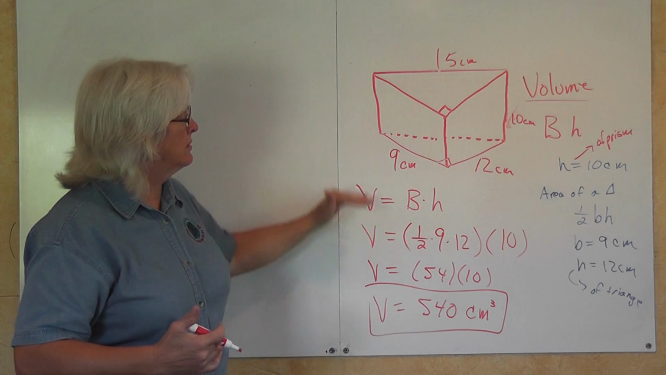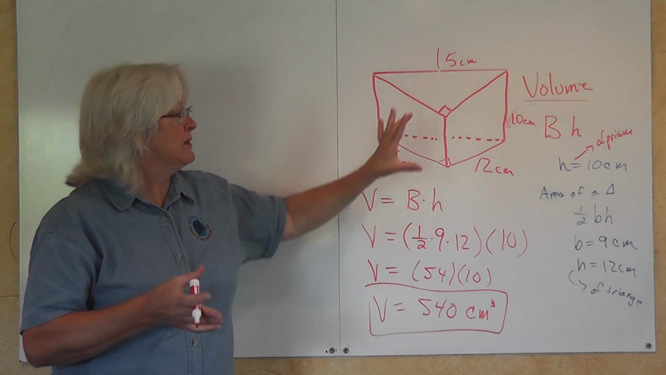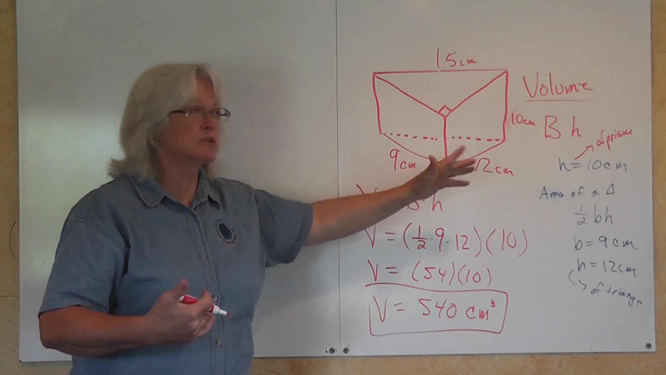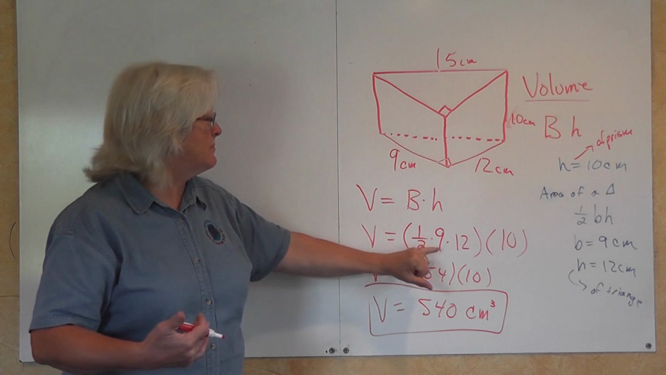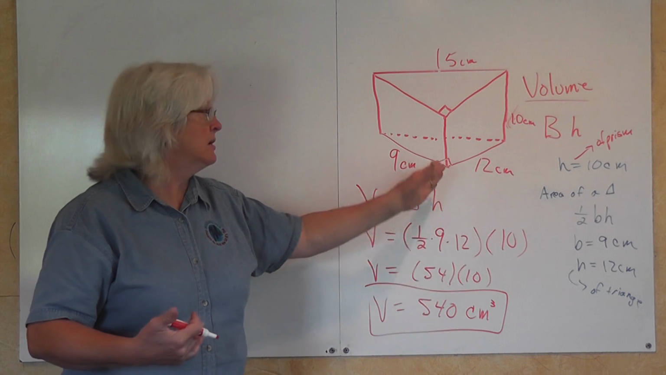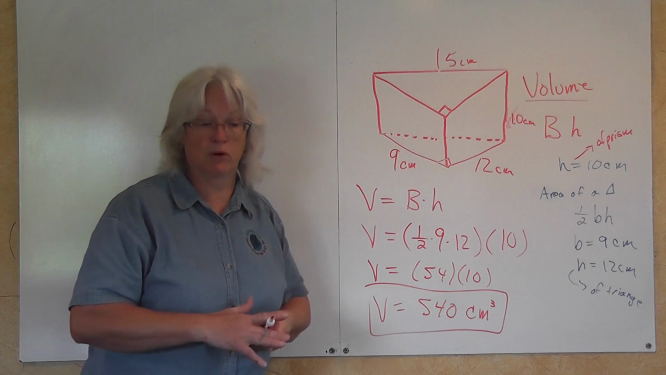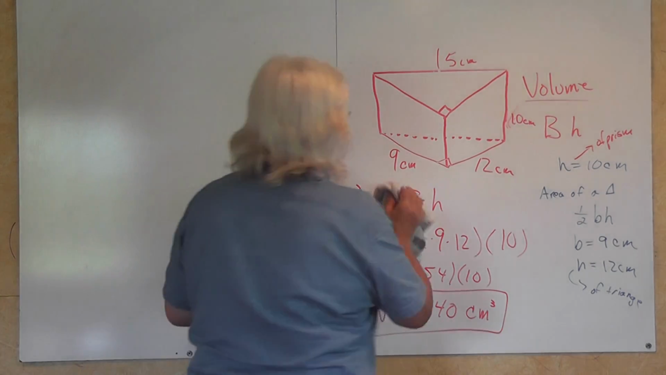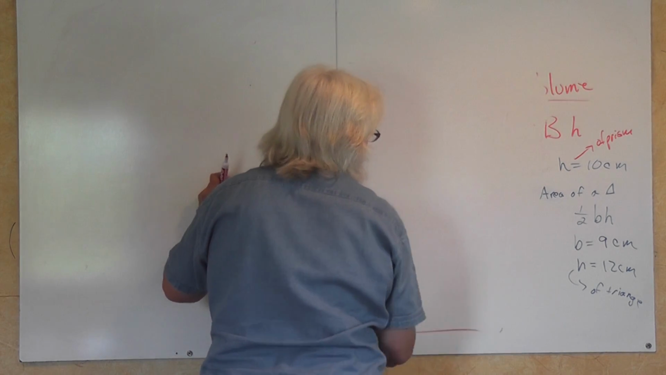So this is an example of what they would call a triangular prism. It has straight sides on it, it has right angles. You find the volume of a prism by finding the area of the base. In this case, the area of a triangle is 1/2 the base times the height. Multiply that by the height of the prism. Okay? Now let's go on and we're going to find the volume of a cylinder next.